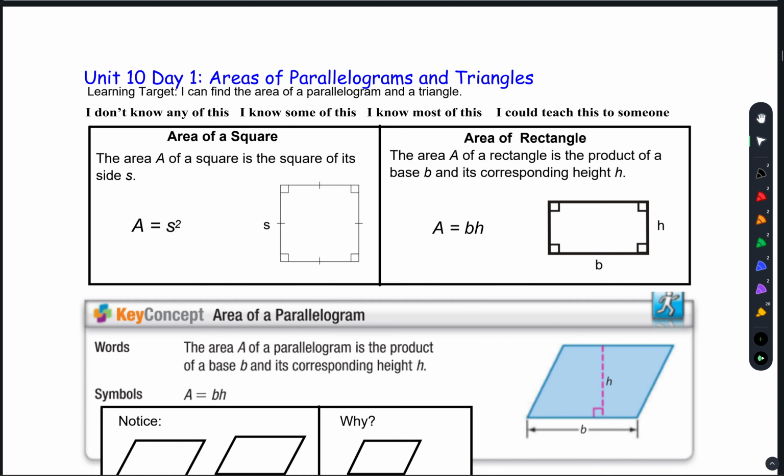11 is area. The numbering's a little bit off here. It says unit 10, but this is unit 11, day 1. We're going to talk about the area of parallelograms and triangles. So we have 4 formulas we're going to see today. Some of them are pretty similar.